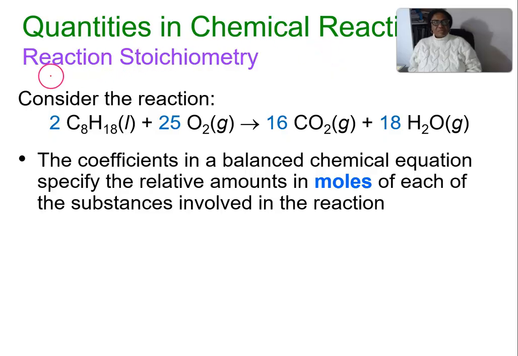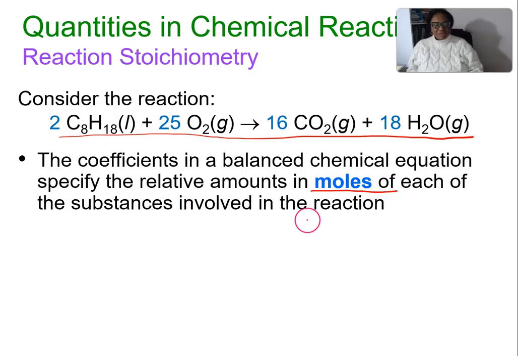the class called reaction stoichiometry. So let's consider this reaction. The equation is balanced, so this is a balanced chemical reaction. In this chemical equation, the coefficients in a balanced equation are there to specify the amount of moles of each of the substances involved in the reaction.